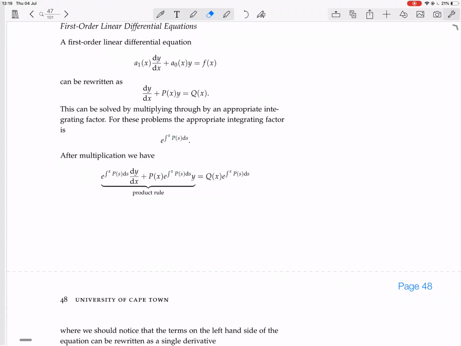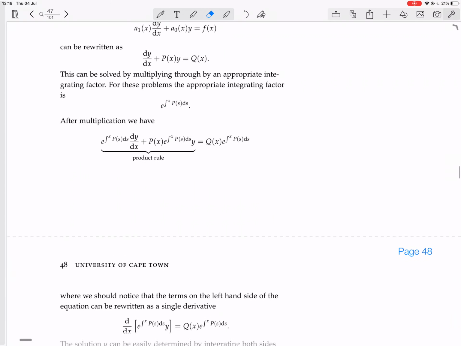Because this is first order, there's going to be one constant of integration when you solve it. You're going to get one unknown, which can be specified by one boundary condition or initial condition, one condition of the form like y of 0 equals 1 or something like that. So e to the integral of p(s) in terms of s from anywhere until x.